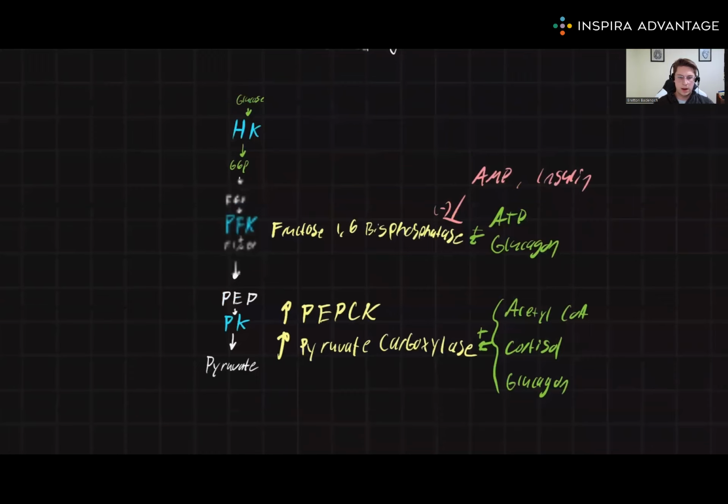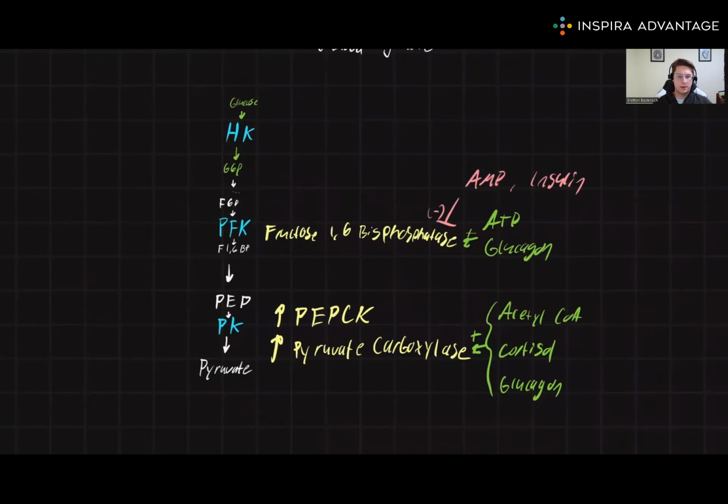Finally, hexokinase is the last enzyme we need to bypass, and it is bypassed by glucose 6-phosphatase. Again, similar naming pattern as we saw with PFK. It's just the product, but phosphatase.